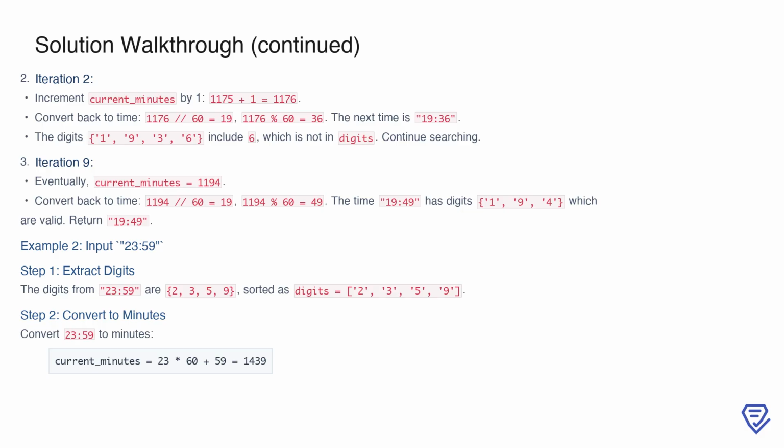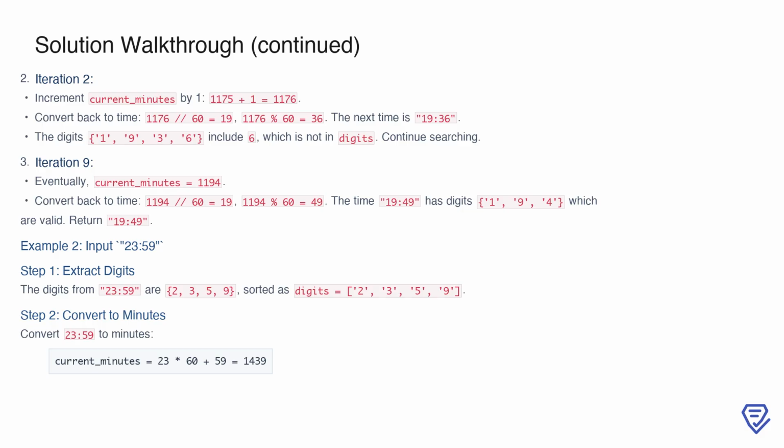After several increments, we reach the time 19:49, which is 1,194 minutes from midnight. Converting this back to hours and minutes gives us 19 hours and 49 minutes. This time only uses the digits 1, 9, and 4, all of which are in our valid set. Therefore, 19:49 is the next closest valid time, and we return it.